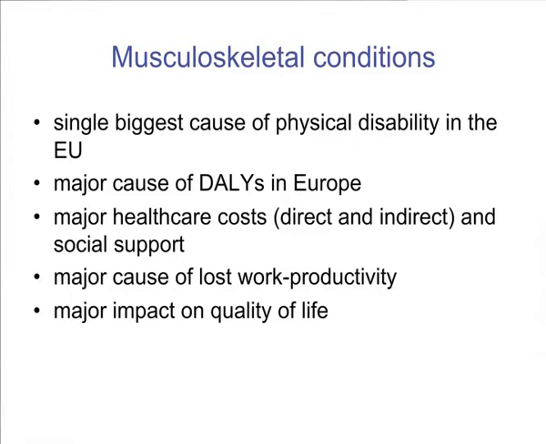Musculoskeletal conditions are the single biggest cause of physical disability and a major cause of disability-adjusted life years lost. Major healthcare costs are being incurred, and of course major productivity loss, and last but not least, as a result, major impact on quality of life. I don't need to tell you these things in this audience.